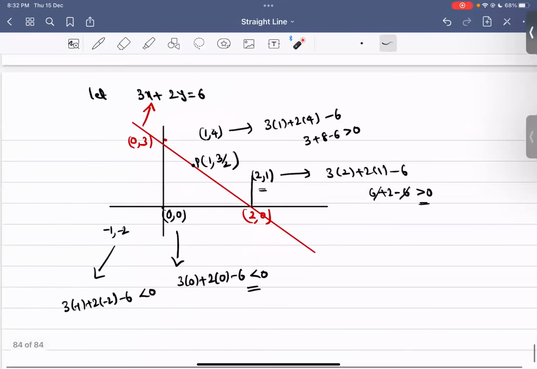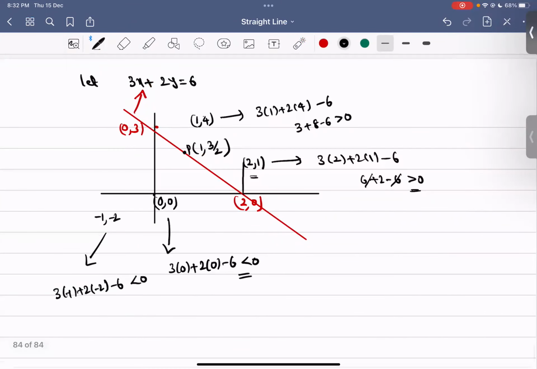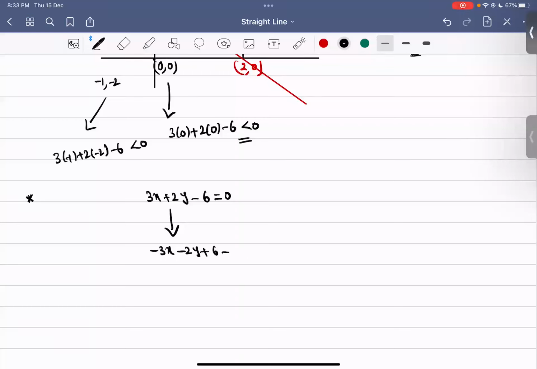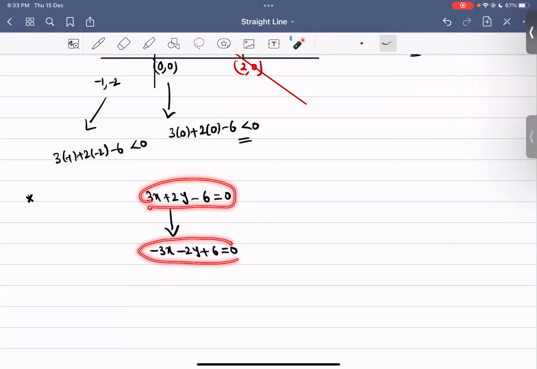Now the same line I will take, that is 3x plus 2y equal to 6 only. Now you take this 3x plus 2y minus 6 equal to 0. Now you multiply this line with minus, then you get minus 3x minus 2y plus 6 equal to 0. Then you can take the given line as like this, 3x plus 2y minus 6 equal to 0, or minus 3x minus 2y plus 6 equal to 0. Both are the same lines only. There is no difference. Yes or no? Both the lines are the same lines.